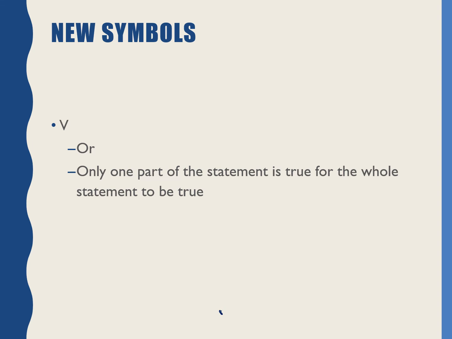So here are some new symbols we have. This V means or. So this doesn't go to the truth table, this goes to a statement. If you think back to Algebra 1 and you had compound inequalities, an or would be something like this, where only one part can be true. So in an or, one or both parts are true for a whole statement to be true. So this was your or statement, okay?